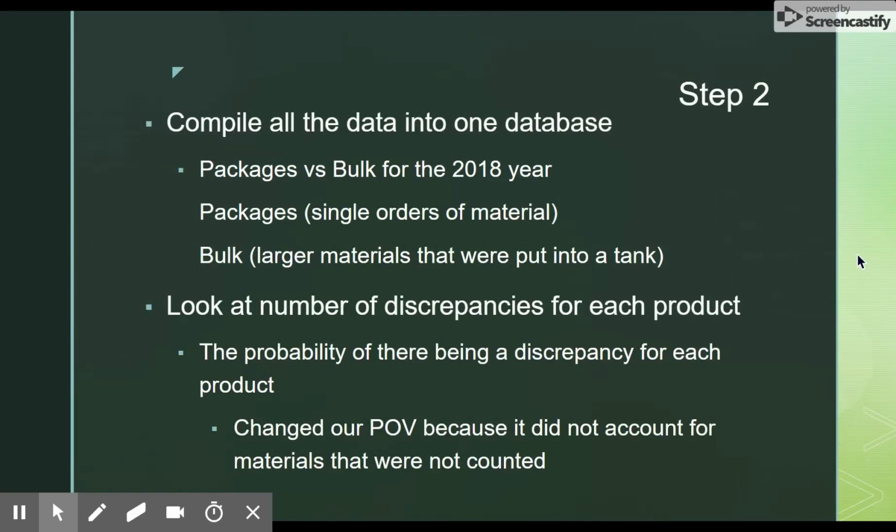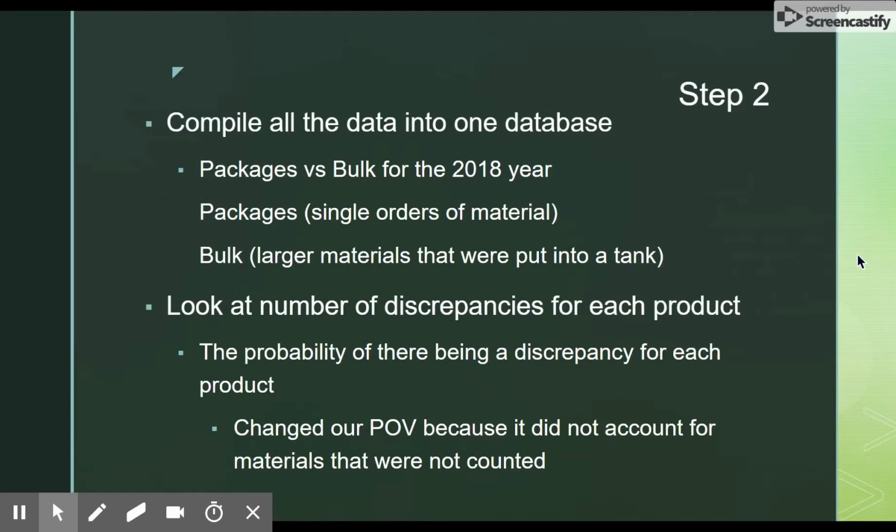The first thing that we wanted to do was get all of our data into one Excel sheet so we could look at it all together. We put the packages in one, which was the single orders of material, just one material on its own, with the bulks, which was larger materials that later go into a tank. We looked at the 2018 year, so we had a whole year's worth of data. Then the first thing we did was look at the number of discrepancies for each product.